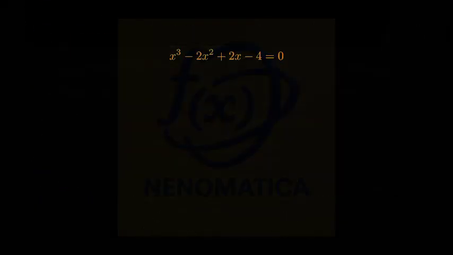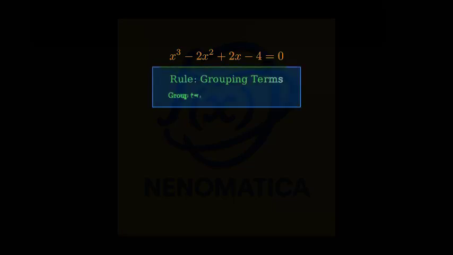Let's solve the cubic equation x cubed minus 2x squared plus 2x minus 4 equals 0. Let's start by grouping the terms. We can rewrite this as (x cubed minus 2x squared) plus (2x minus 4) equals 0. Next, we'll factor out common terms from each group.